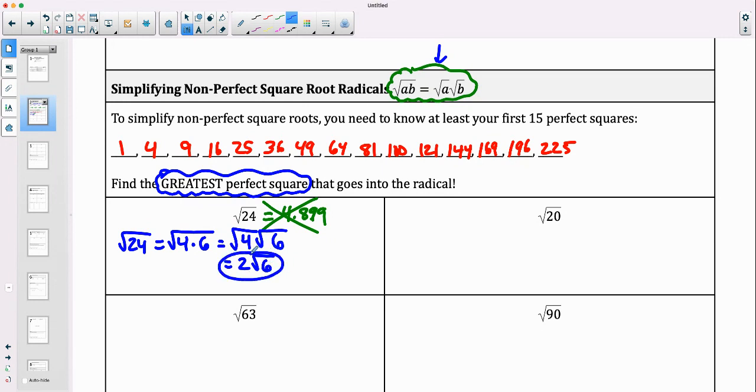So if you punch that in your calculator, it's 4.899. But this is the type of answer that we'll be looking for this chapter.